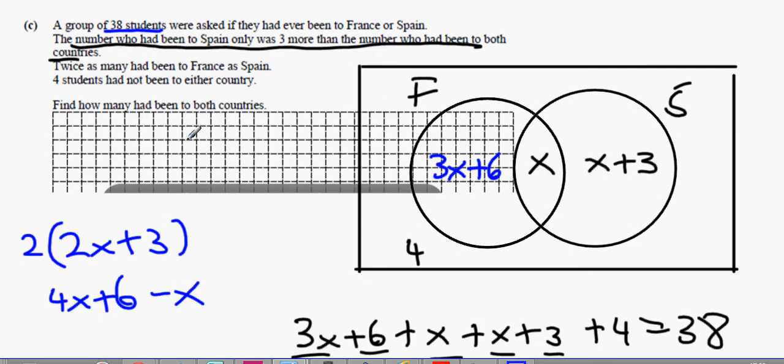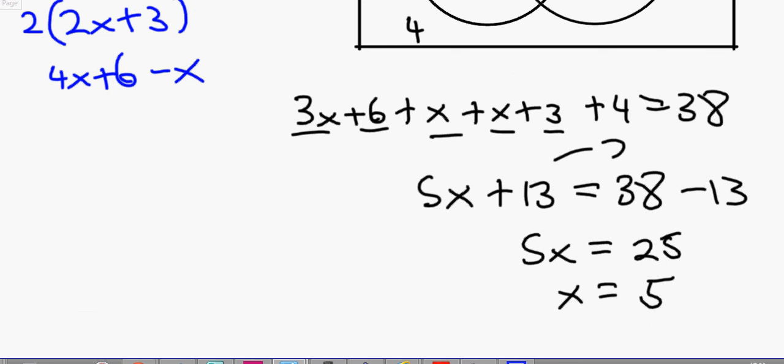Find out how many had been to both countries. That's this value here, and it's 5. That's 8. And that's going to be 21. Which means 26 people went to France in total, and 13 went to Spain in total, which is twice. So the amount of people that went to France is twice that of the amount of people that went to Spain.